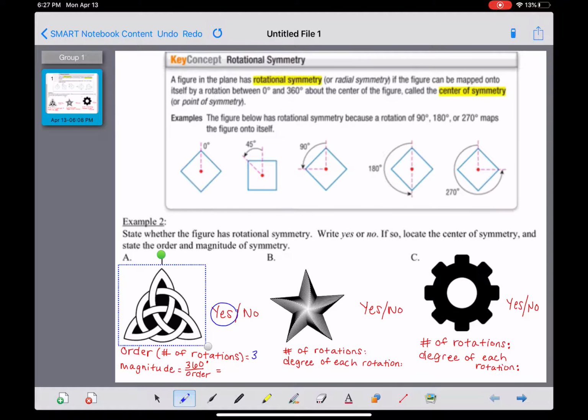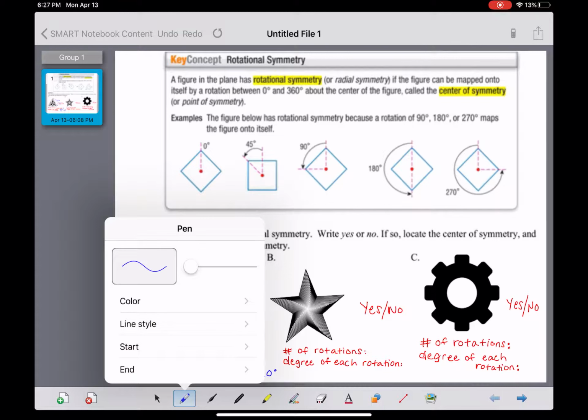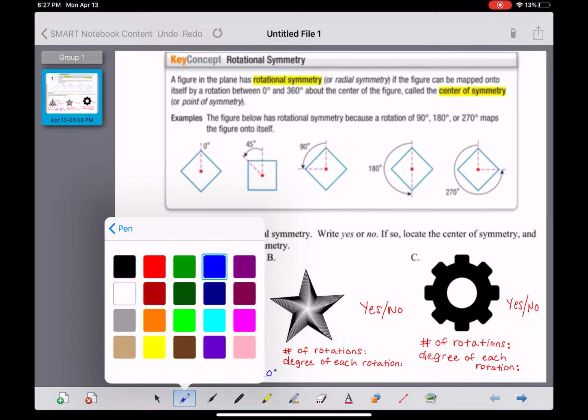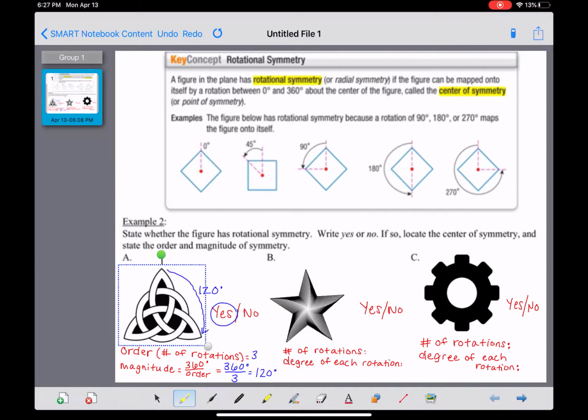To find the magnitude, I take 360 degrees and divide it by the number of rotations. So each turn, each rotation is a 120 degree rotation. Last, it wants us to find the center of symmetry. So which point? The point that the image is being rotated around. It's always going to be the very center of the figure.